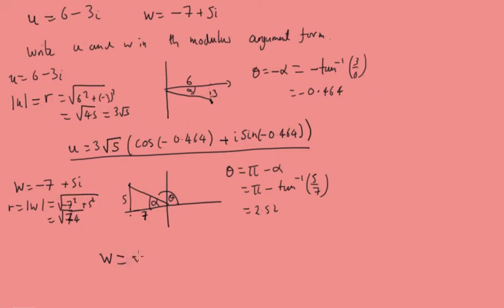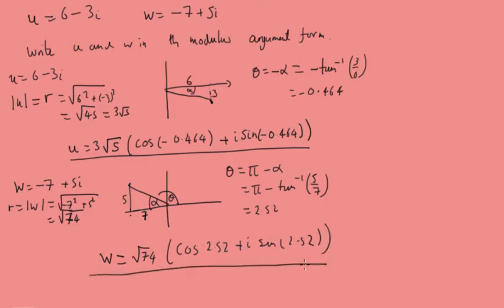So now we can rewrite w in the modulus argument form. So we have our r, then we have cos 2.52 plus i sine 2.52, and that's our modulus argument form. Now, that brings us to our final way of writing complex numbers, and this is the exponential form.